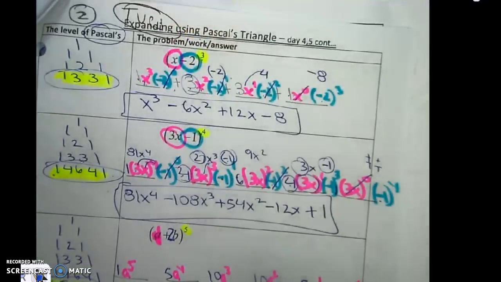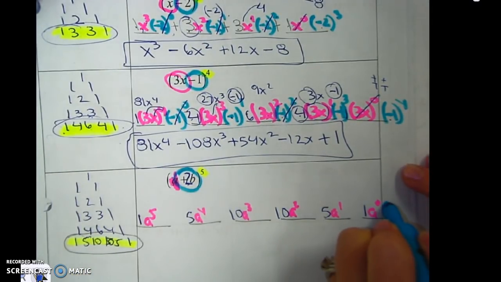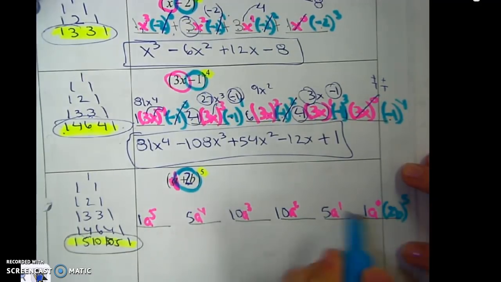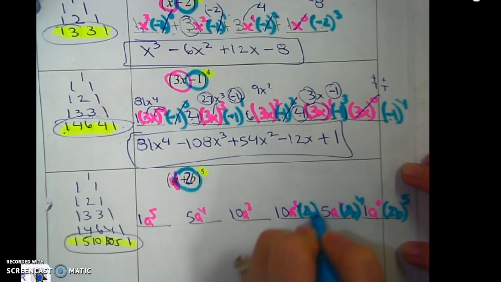And now I have plus 2b. I like that it's positive. So now I'm going to go backwards. 2b to the 5th. 2b to the 4th. 2b cubed.